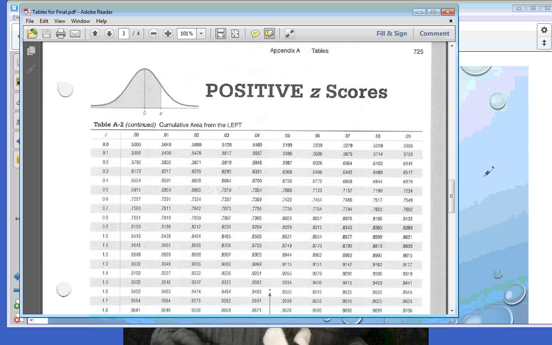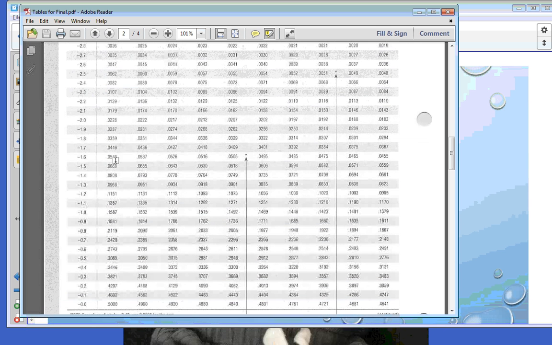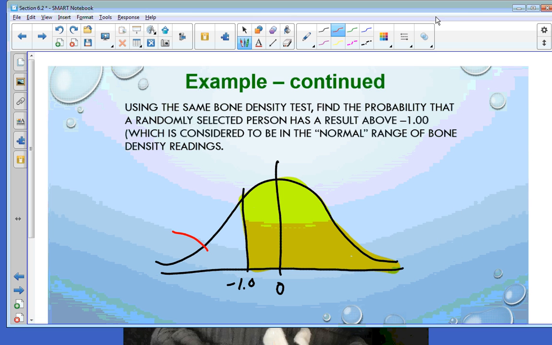So this is a negative z-score, so I'll go to the negatives. And I'm looking for -1.0. -1.0 is 0.1587. It will be right there. 0.1587. That's what it's giving me, the area from the end to z.